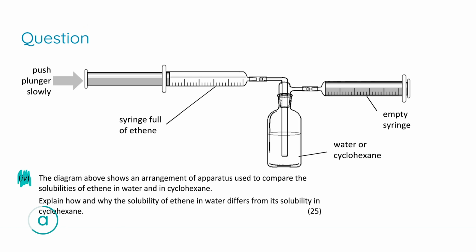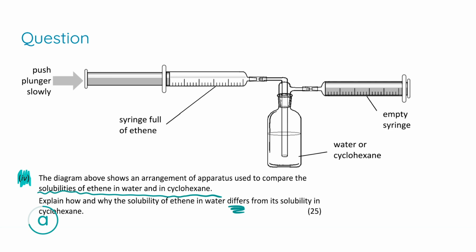In part 4, we are told that the diagram above shows an arrangement of an apparatus used to compare the solubilities of ethene in water and also cyclohexane. We were asked to explain how and why the solubility of ethene in water differs from its solubility in cyclohexane. So basically we're being asked, why does ethene dissolve differently in water and cyclohexane?